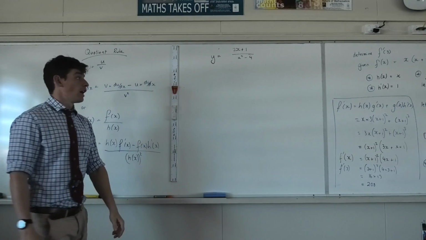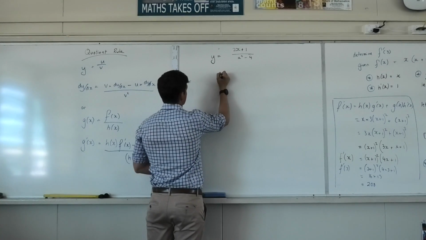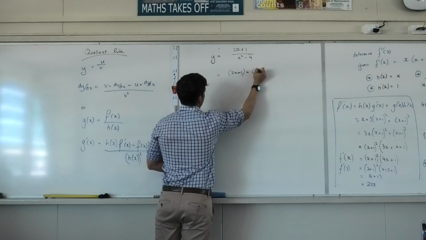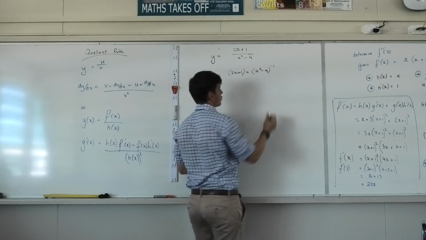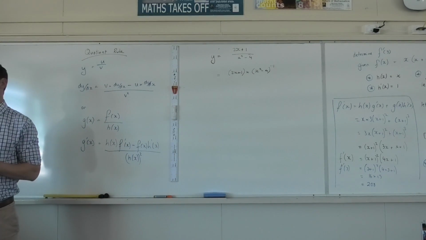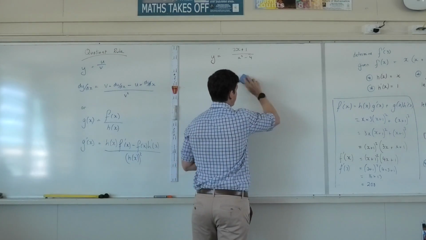For those of us who are super aware, we could represent this as 2x plus 1 times x squared minus 4 to the power of -1. So I could use the product rule and the chain rule there. It would be pretty messy though. So rather than doing that and being disgusting and messy, we use the quotient rule.